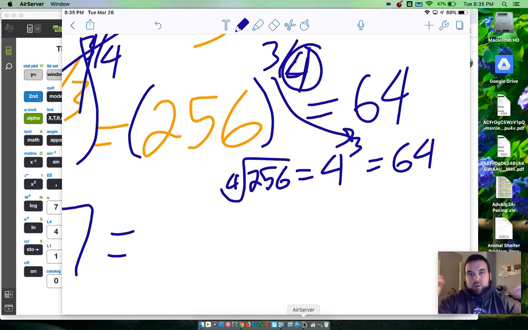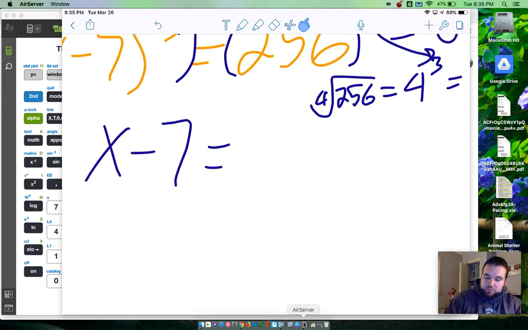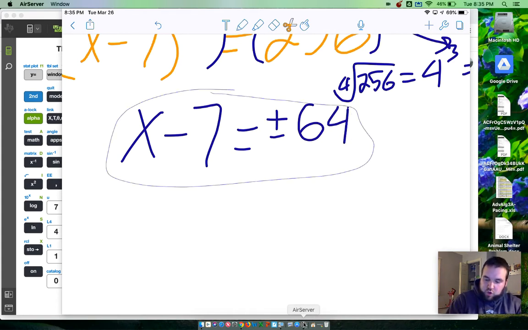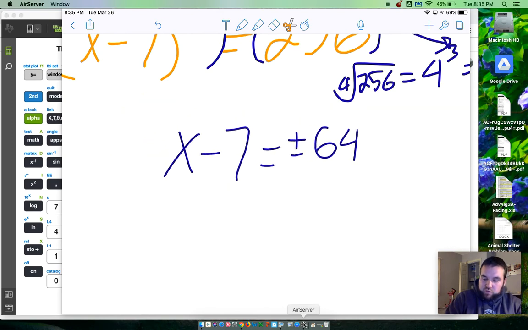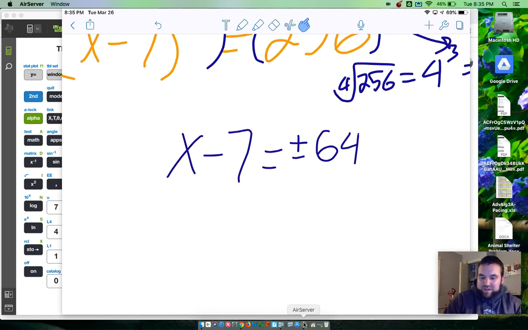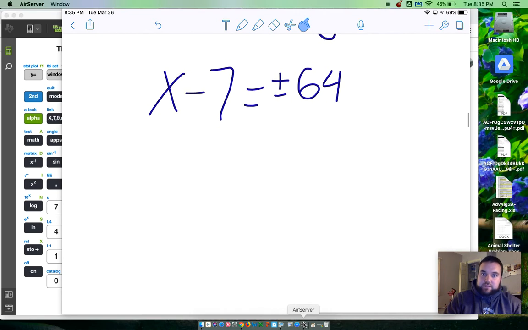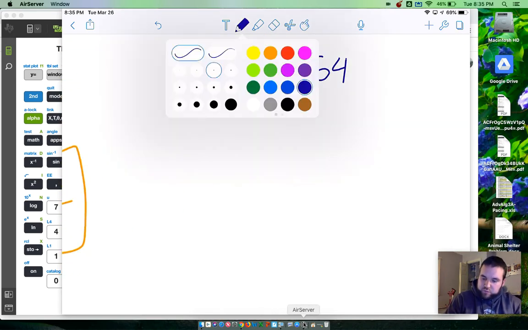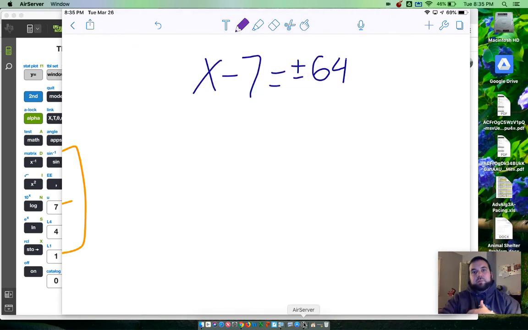Because we fourth rooted both sides, that's the same rules as square rooting both sides. I need to use plus and minus here. So don't just put equals 64, but in this case, this is a plus and minus 64. This would be one of those things that if you don't know why that is, or you struggle to remember when to use it and when not to, you got to ask. And so because I have two solutions here, the positive 64 and the negative 64, I'm going to split this up.